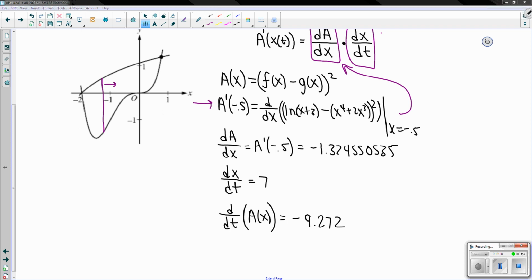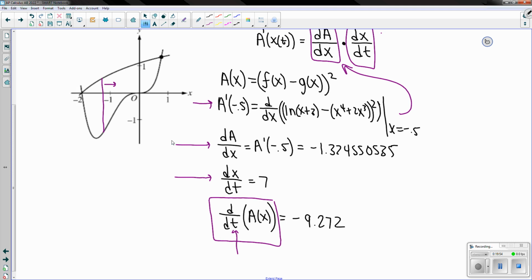So I made the computations in my calculator. We determined dA dx evaluated at negative 0.5. So this value here is going to be negative 1.324 and a couple more decimal places. We established before there was given information on how the position changes with respect to time. It was 7. And upon multiplying those two things together, we get what? The derivative of the area with respect to time is going to equal negative 9.272. So how are we going to interpret our answer?